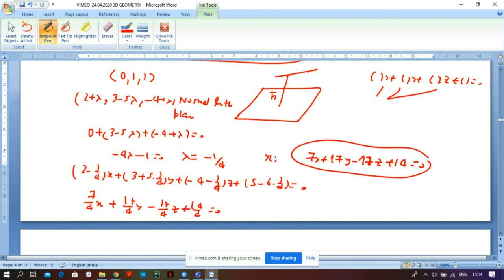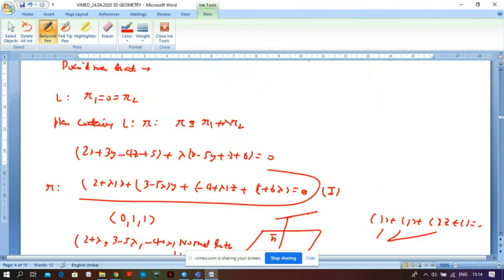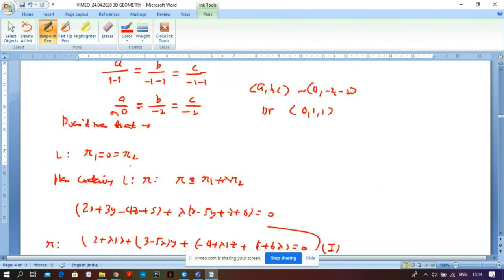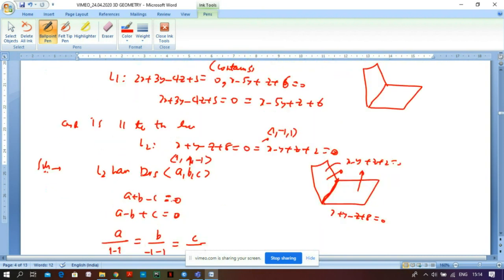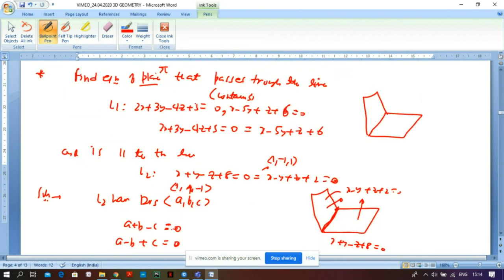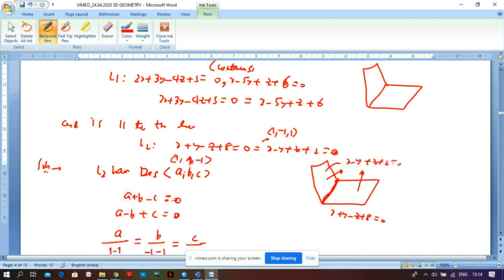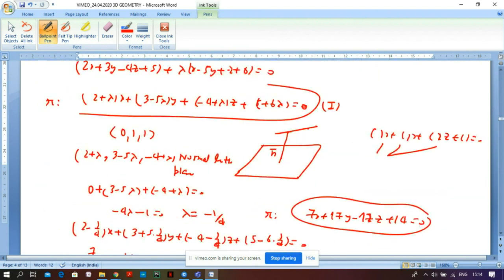This is the plane which was containing this line in general form, and which was parallel to this other line, again given in general form. So the highlight of this problem was how to deal with general form, which students often find difficult. So I hope this example clears it up.